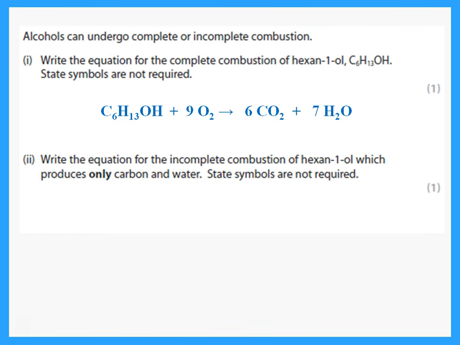And then he says, write the equation for the incomplete combustion. The incomplete combustion, he's telling me that it will produce carbon and water. Remember that incomplete combustion, we said, can give carbon monoxide and water. It can give only carbon and water, and actually it can give a mixture of all three: carbon monoxide, carbon and water. So here he's telling me it will give carbon and water, so I balance the equation based on that.